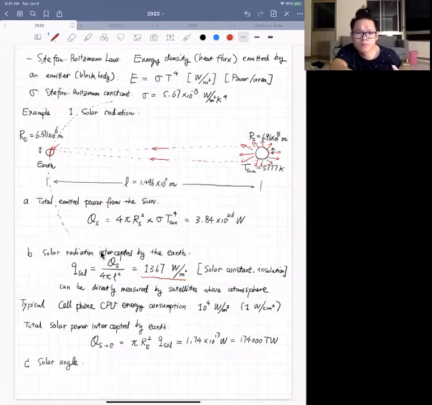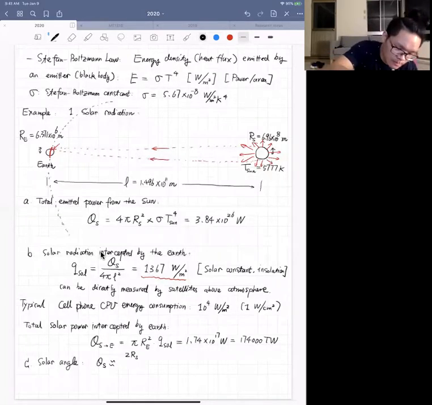As you can see, it's very hard to draw them differently. So we can actually estimate the angle. The solar angle is called theta s. This is approximately 2 times the diameter of the sun divided by the distance between the sun and the Earth. Basically, we're talking about this angle here, theta s.